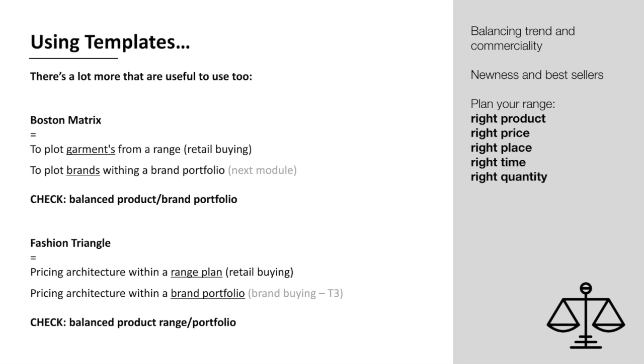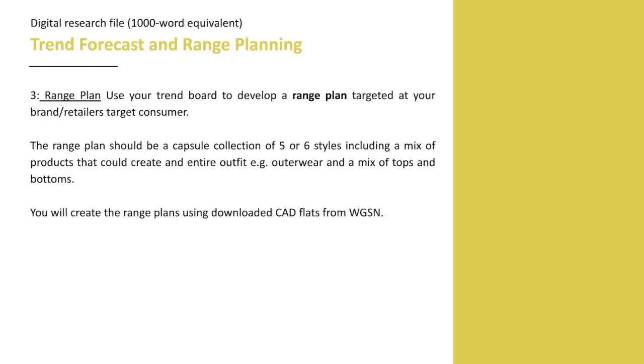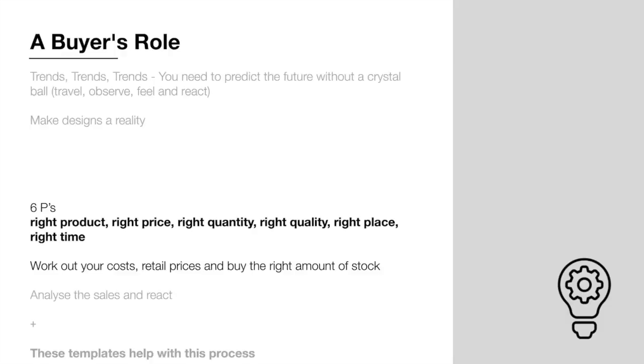So making sure you've got a balanced product range basically here. Within your range plan, you're using your trend to develop a range plan targeted at your brand consumer, the target consumer that you identified in point 2. And you're developing a 5 to 6 piece capsule range, including a mix of outerwear, tops and bottoms, using your CAD flats from WGSM.